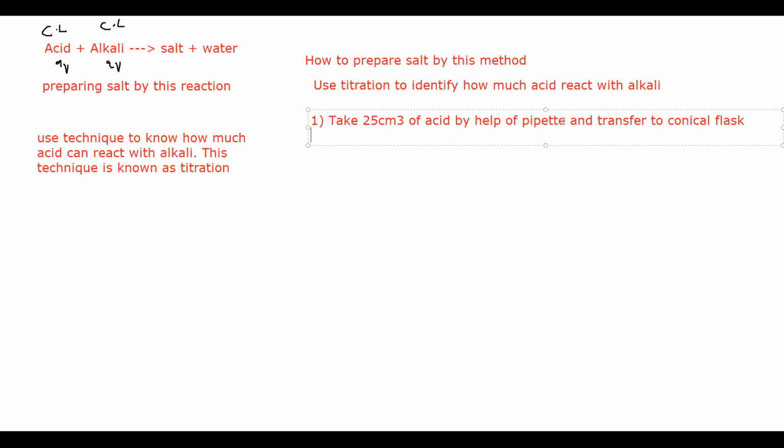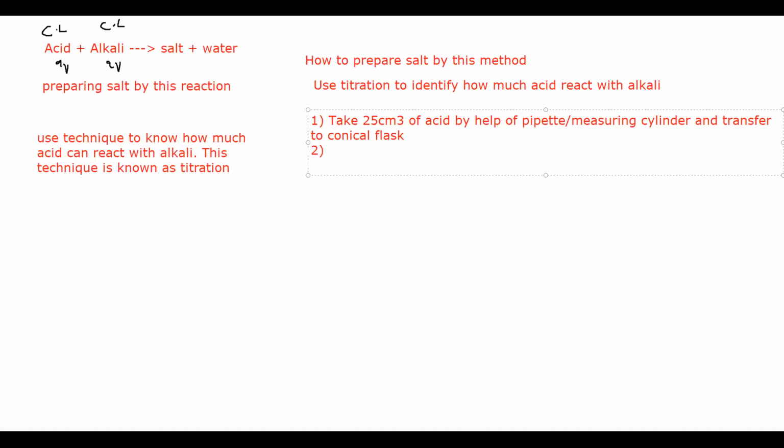Here, instead of a pipette, you can also use a measuring cylinder. But if you use a measuring cylinder, there is one advantage and one disadvantage. The disadvantage of the measuring cylinder is that it's not accurate, and the advantage is that it can transfer quickly. So what is the advantage of the pipette? The pipette is accurate. What is the disadvantage of the pipette? It takes time. So you can use either a pipette or a measuring cylinder, any one of them.